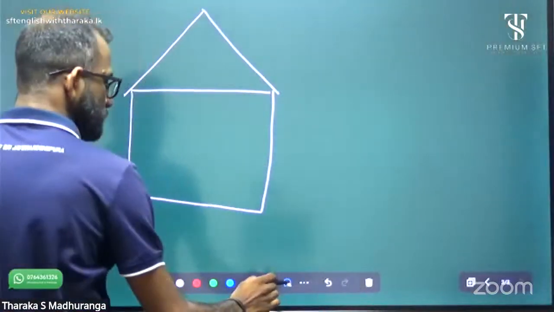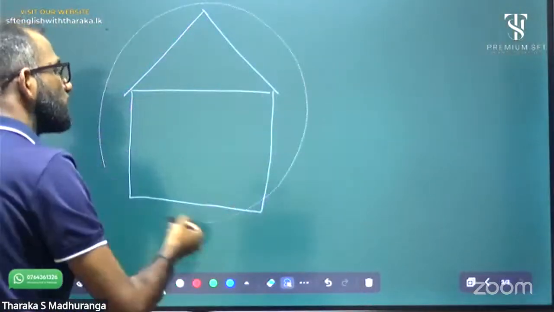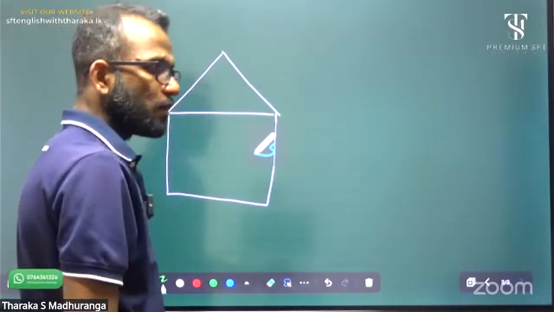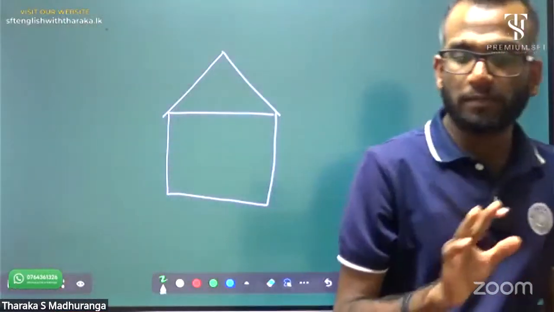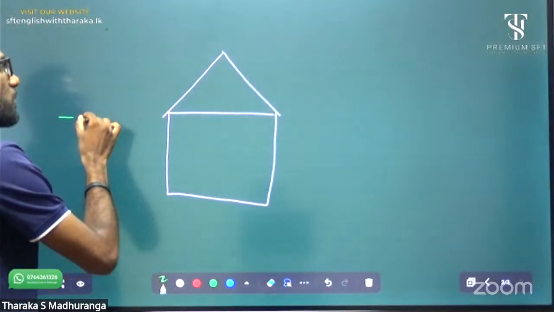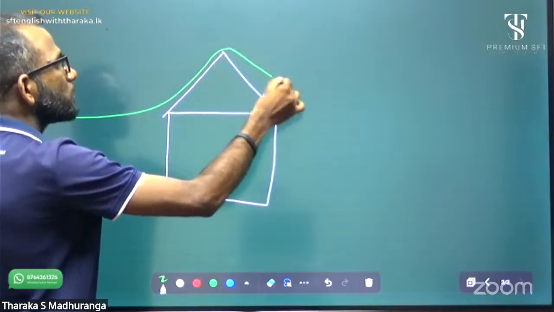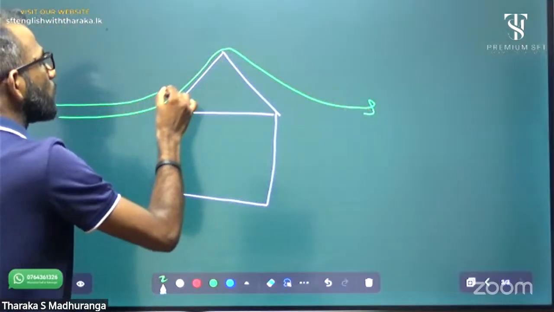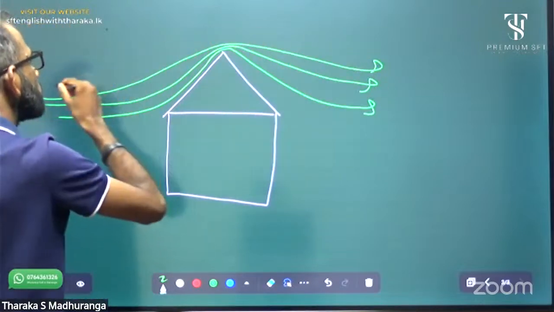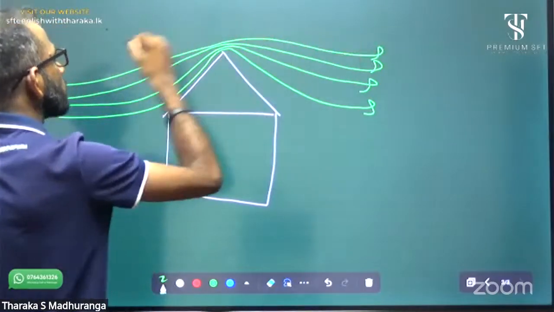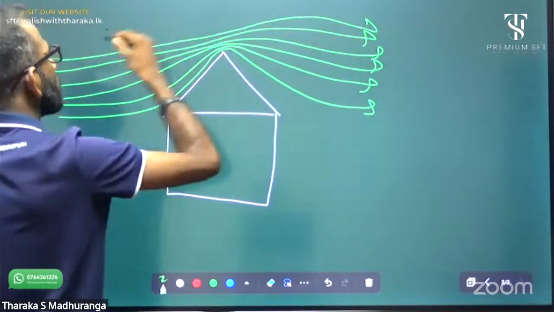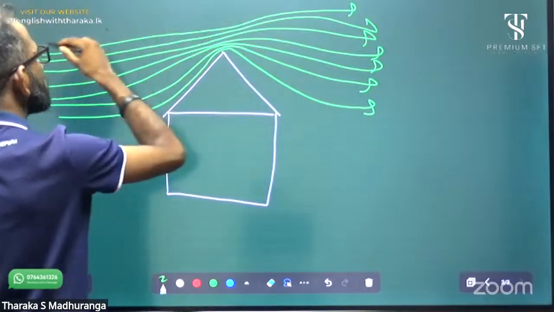Now, focus very well. In a hurricane, or very high speed wind condition, what happens at the top of the roof? The streamlines are very close due to the shape of the roof.